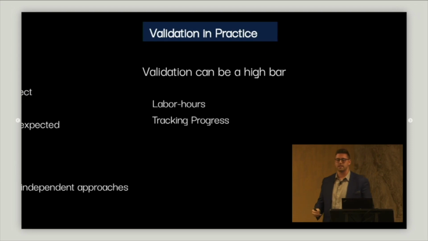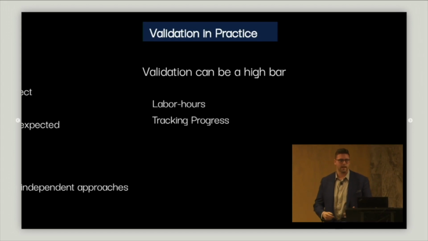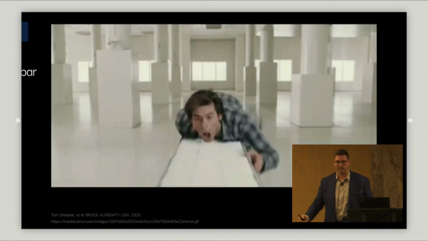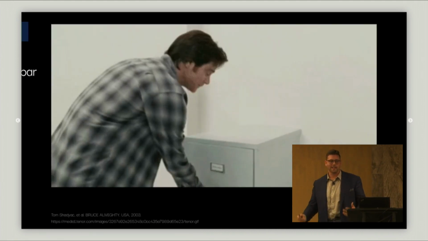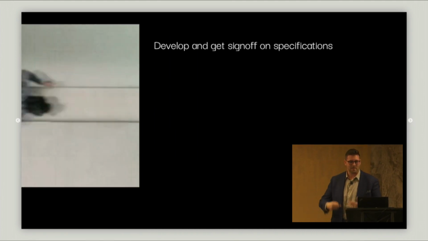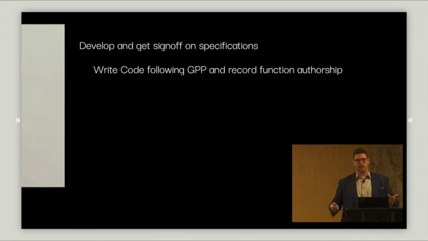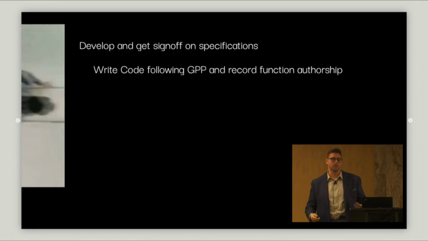But for small companies, validation can be a high bar. There's a lot of labor hours in validation, and there's tracking the progress, there's writing everything around that, and tracking the documentation, which can feel like a lot of work. You're constantly filling out this paperwork that's outside of your coding for validation. It feels a little excessive because you first have to develop and get signed off on your specifications. Next, you're going to have to write the actual code following good programming practices and record who wrote which functions.